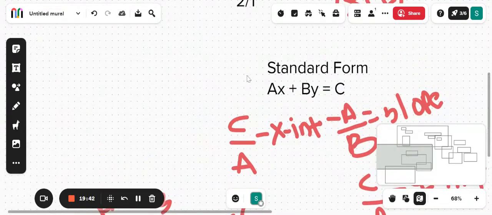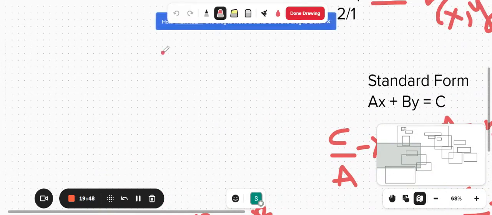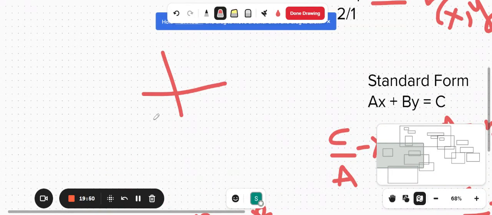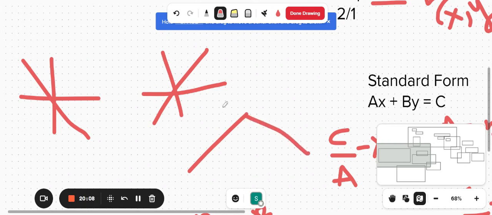Now, there's two different types of slopes. One is your positive slope. So on a graph, it would mean going up like this, whereas a negative slope would look something like this, going down. An easy way to remember this is that a positive slope is when you're climbing up the mountain, and a negative slope is when you're climbing down the mountain. That's how those two slopes would look on a graph.